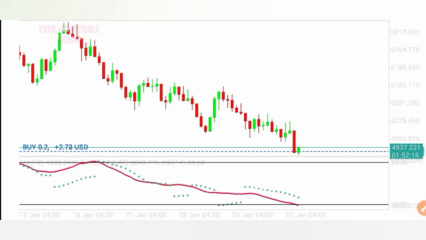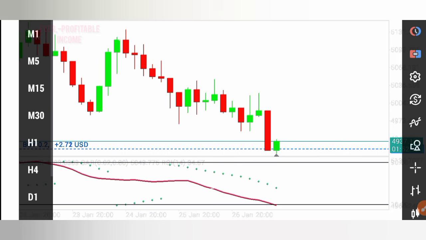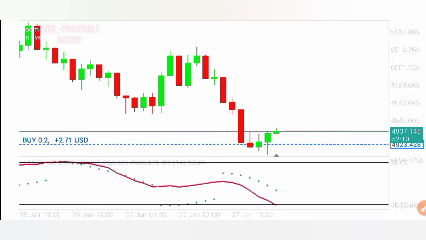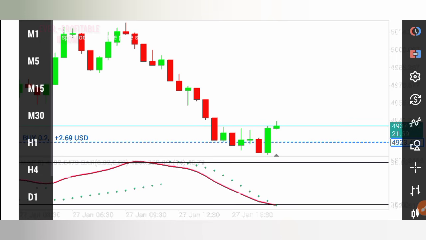You can see that it's already getting bullish. Can you see that bullish candle right there? Now let me go to the 1 hour time frame. Can you see the hammer right there telling you that it's going bullish? So let's go to the 30 minutes time frame. Okay, so that's the 30 minutes time frame.